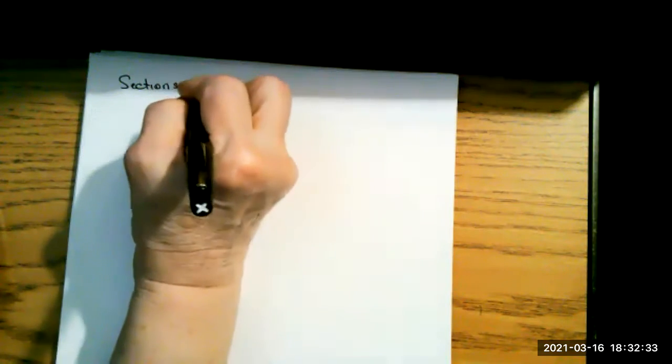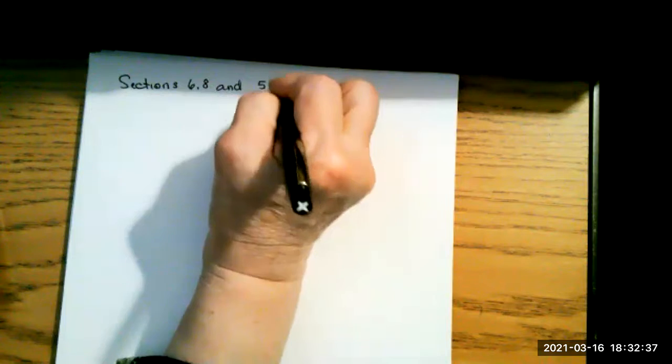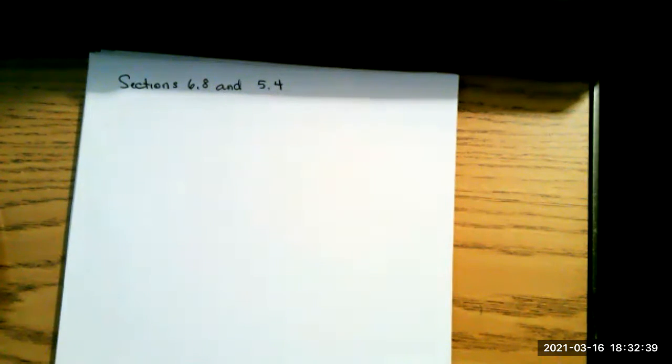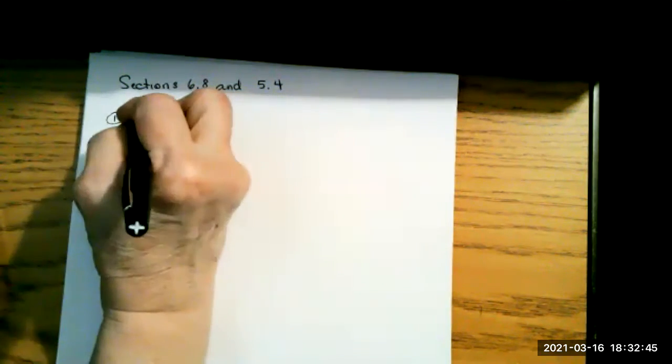All right. Let's do our problems for 6.8 and 5.4 tonight. This is what section we are on. This is the last two sections that we'll be covering before the test that is due this weekend. So let's talk about the first kind. There's only a few kinds.